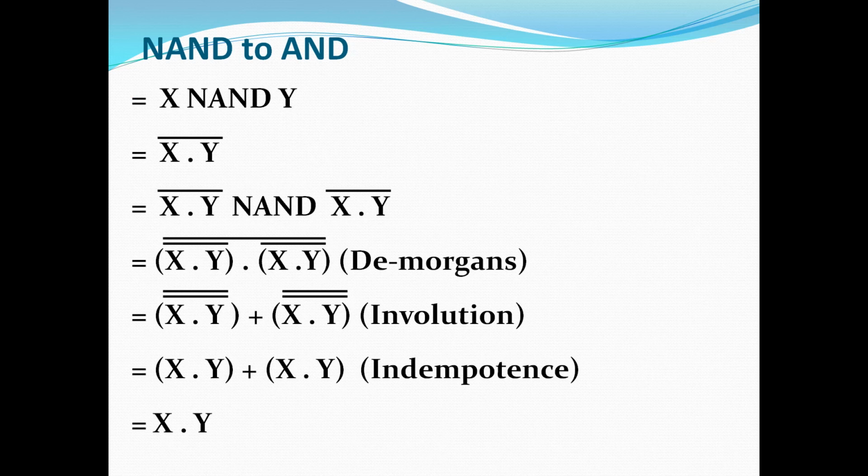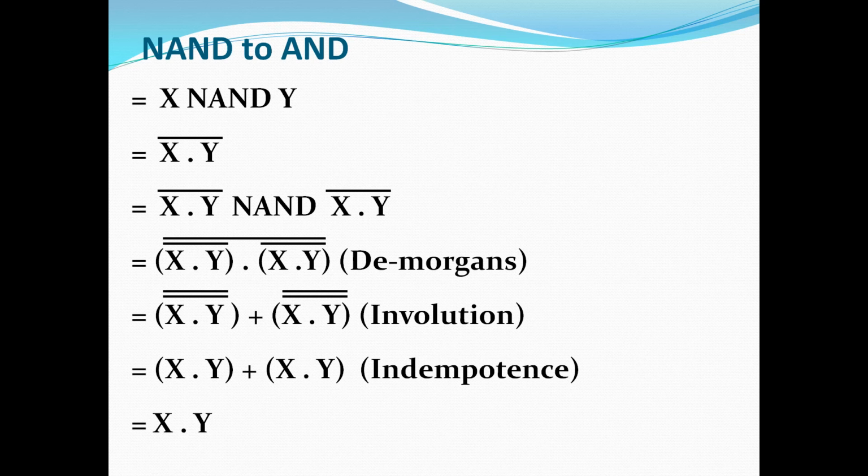So it will be (x dot y) whole dash NAND (x dot y) whole dash. The input is (x dot y) whole dash, because that is the output of the first NAND gate, given to the input of the second NAND gate. Both the inputs are the same. So applying the NAND operation, it will be ((x dot y) whole dash dot (x dot y) whole dash) whole dash. Why did the outer whole dash come here? Because that is the NAND operation. Then we have to reduce the expression.